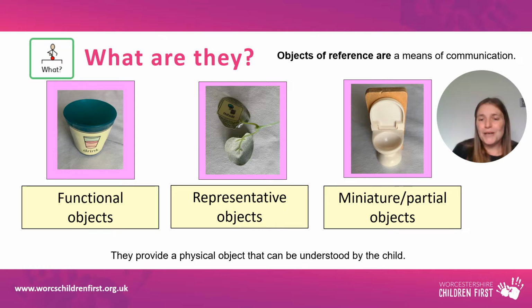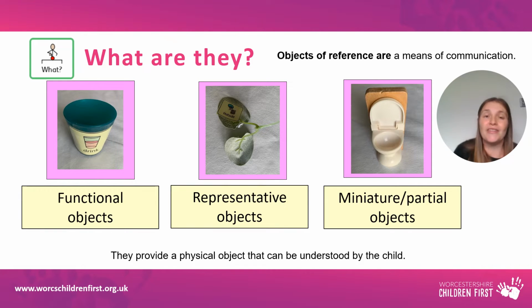So, objects of reference are physical objects that can be understood by the child. I know that every single one of you will be using this naturally with all the children that you work with, picking up a child's shoe when it's time to say garden now or outside now. When we are looking at objects of reference, we really would be looking at functional objects that the child could understand. So a cup for drink.